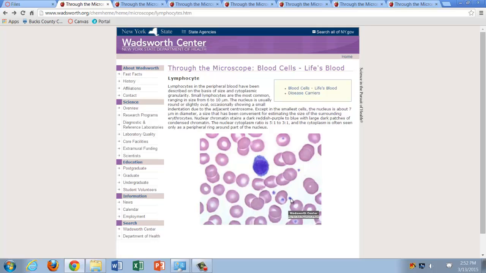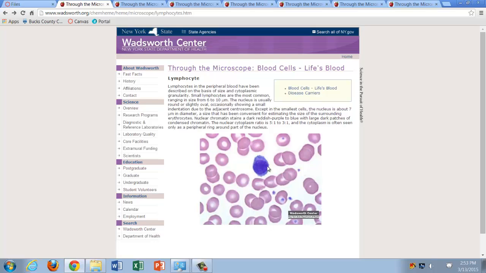Also, what you see are these tiny little purple dots, and these are platelets. They are much, much smaller than even the red blood cell. It looks like maybe they're inside these two red blood cells, but they're not. They're sitting on top.